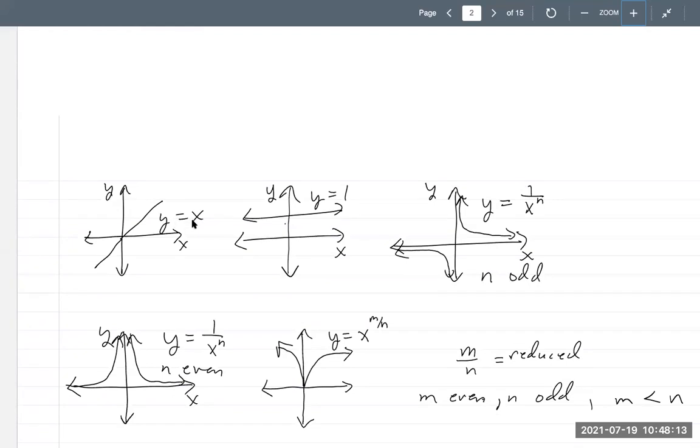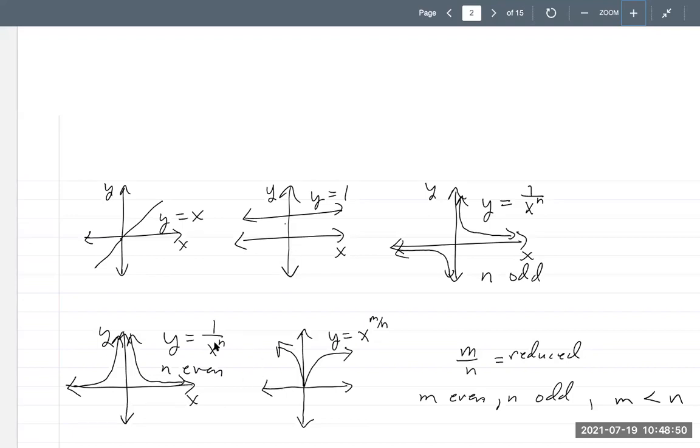The graph of y equaling x to the first power is just the line y equal x. The line of y equaling x to the 0 power is just the graph of y equal 1. The graph of y equal 1 over x to the n, where n is odd, looks something like this. Again, as n keeps getting larger and larger, it looks more square-like. The graph of y equaling 1 over x to the n, where n is even, looks something like this. n is an even integer.